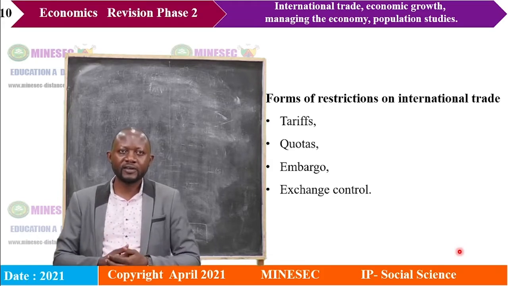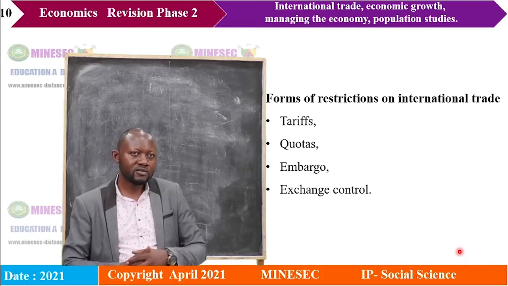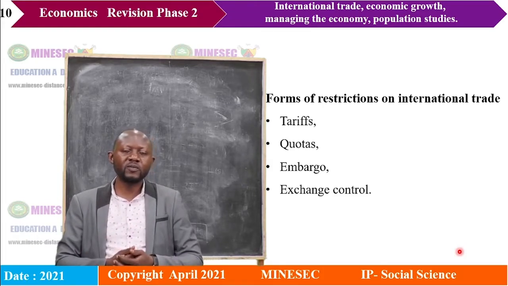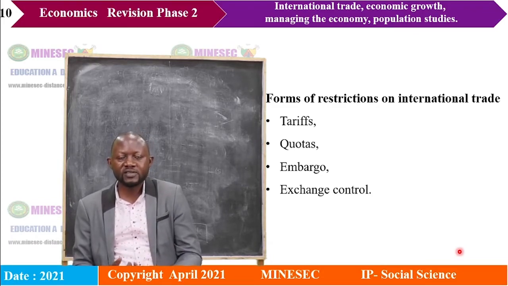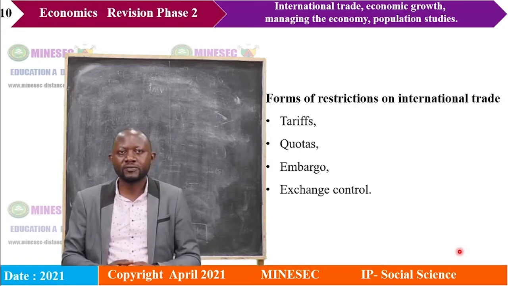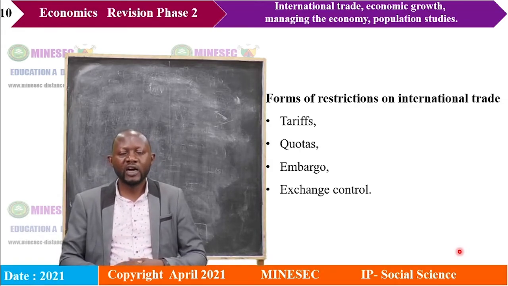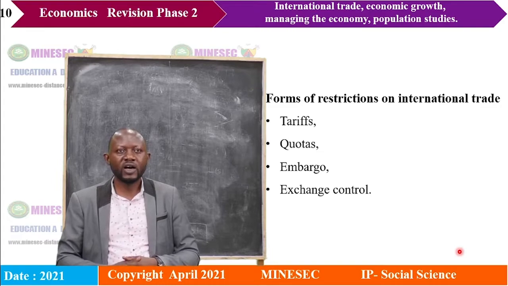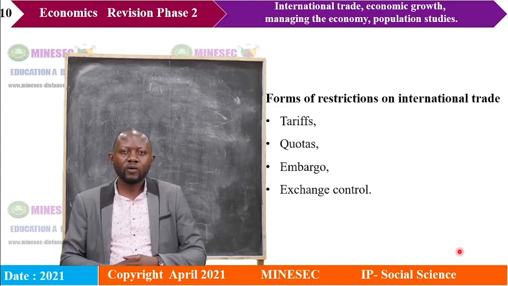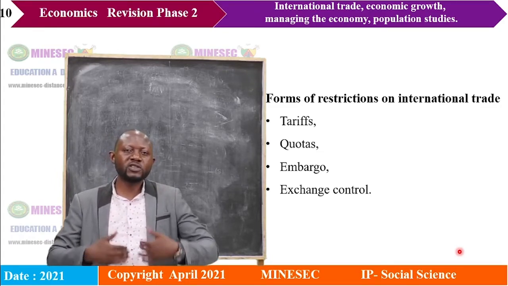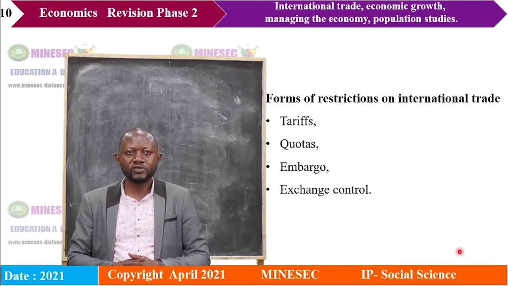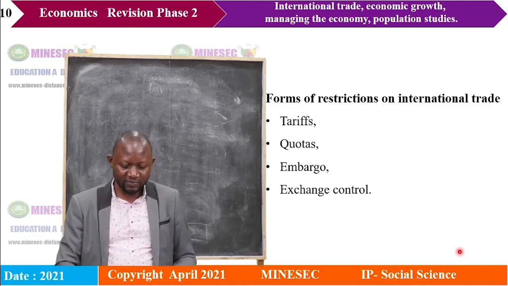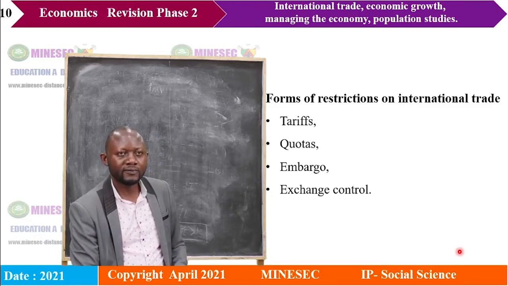We have others like subsidies, which is help, assistance that the government will give to domestic firms that help them to reduce their prices and make their goods competitive. We equally have administrative restrictions. We have voluntary export restraint, where two countries agree, the exporting country agrees to reduce the volume of exports to the other country. We have import deposit schemes and other points.